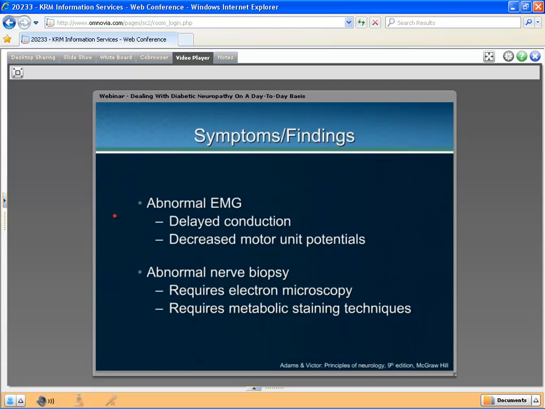Tests that we can do to determine a neuropathy is a test called an EMG, where electrodes are placed down the skin. We measure how fast the current can be transferred through a nerve, and we can also put little tiny needles into a muscle and see are they receiving the nerve signal the way they should.